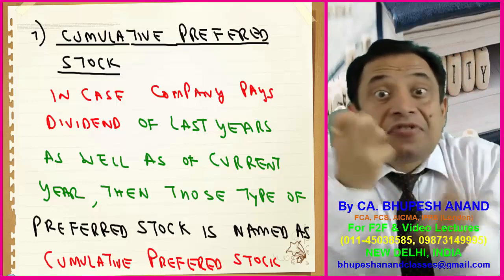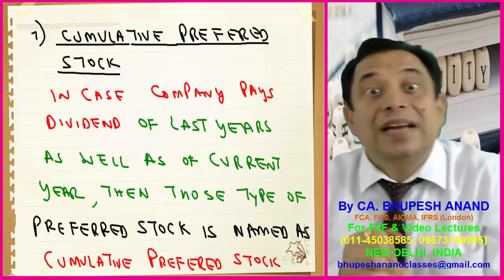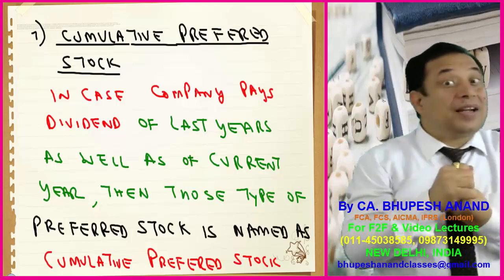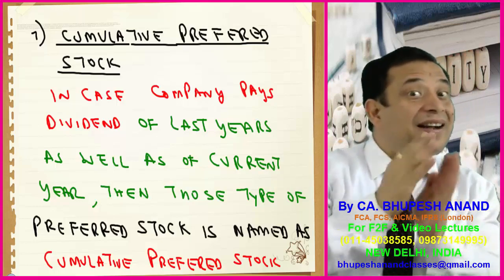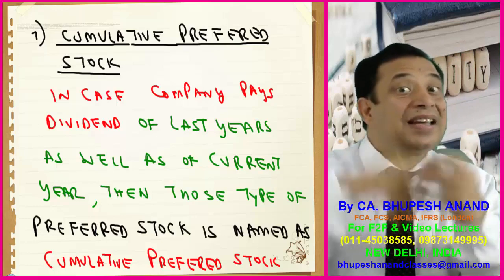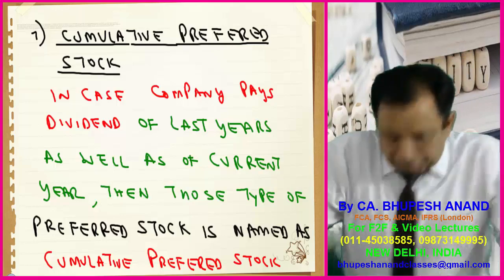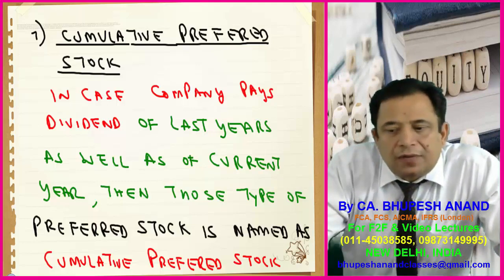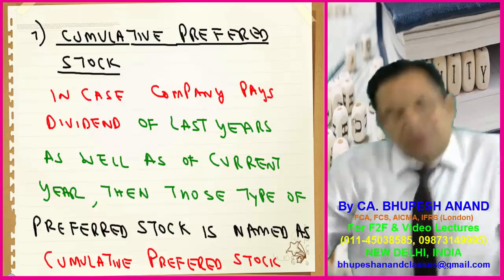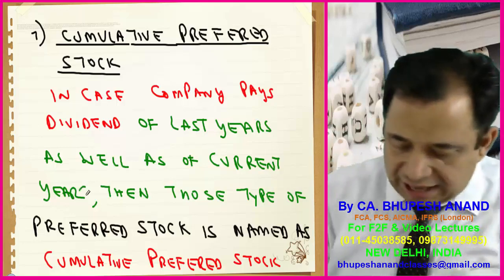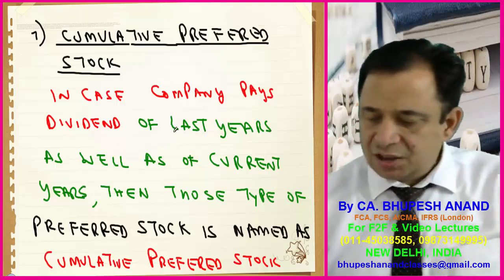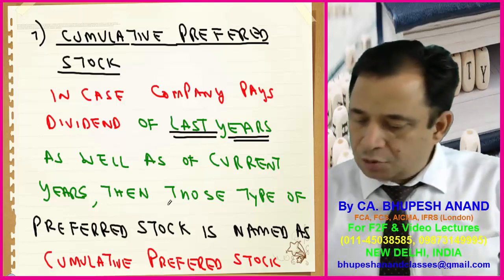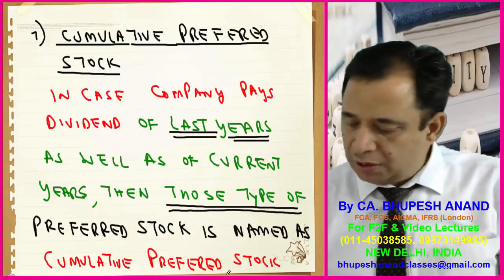Now this type of feature which preference holders have is named as cumulative preference. As the name indicates, their dividend right accumulates and they will be paid dividend in the year of profits. So please write down: in case the company pays dividend of last year's as well as of current year's. Why last year's? Because the company has not paid in the last year because of losses. Then those types of preferred stock are named as cumulative preferred stock.